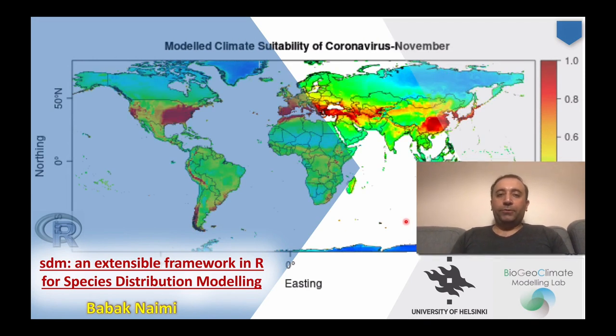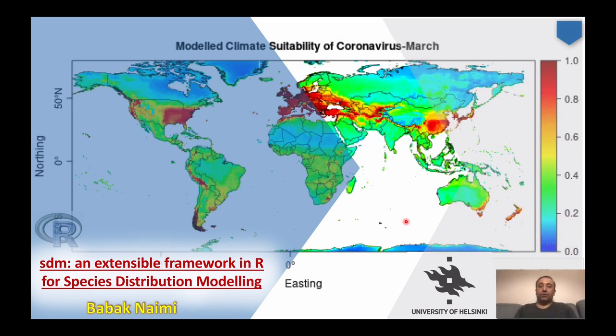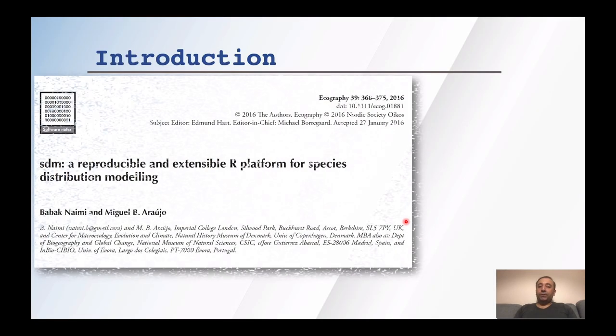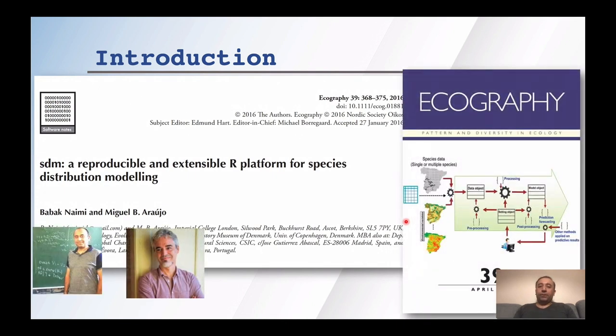As part of ENM 2020, I'm going to talk about SDM, that is an R package for species distribution modeling. This package was published as a software note in the Journal of Ecography by me and Miguel Araujo as a cover paper. I'm still working actively to develop the package and including new functionalities. So I will talk about the details in the next slides.